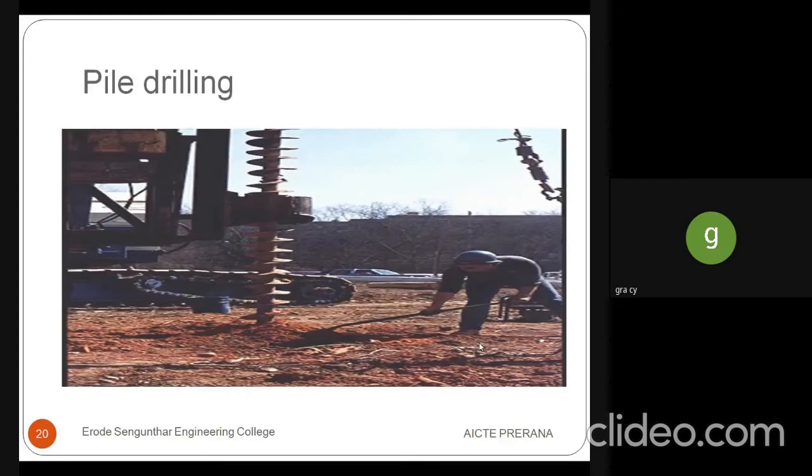Next here we can see the schematic diagram for the pile drilling. Here it is the auger boring. For excavation they will use auger boring or auger and shell boring to drive into the earth surface, and after that they will provide a pile, either cast in situ or precast.